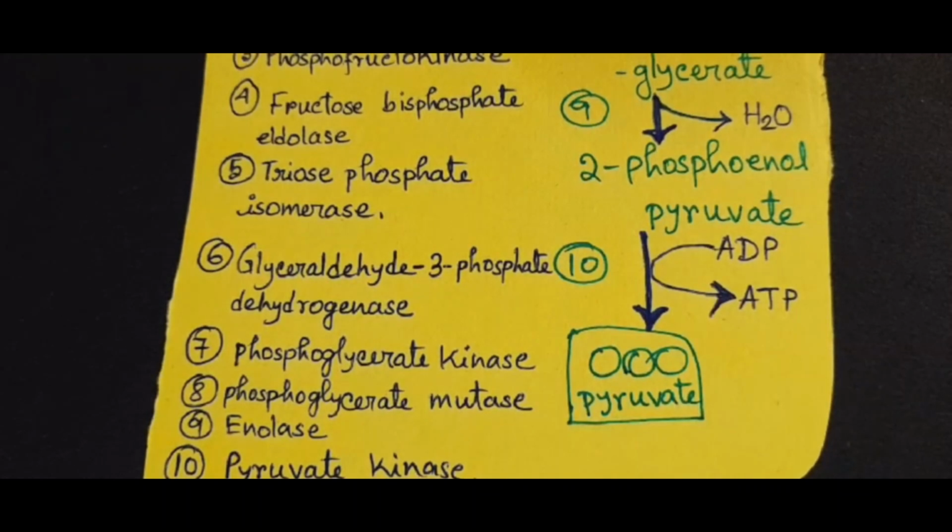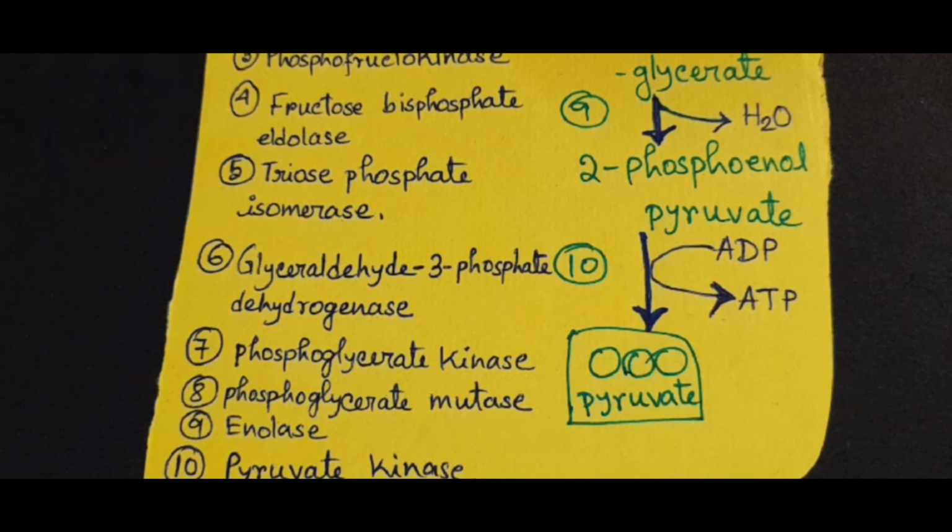Overall, glycolysis converts one 6 carbon molecule of glucose into two 3 carbon molecules of pyruvate. The net products of this process are two molecules of ATP and two molecules of NADH.